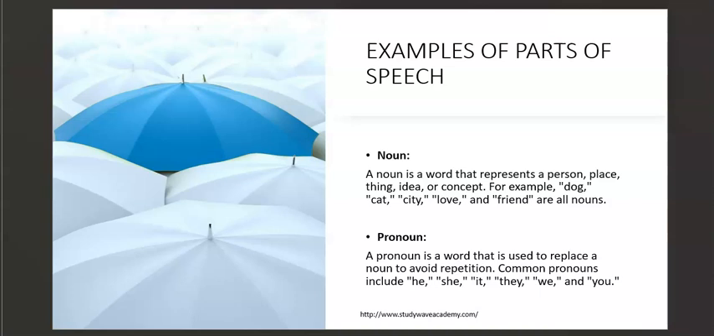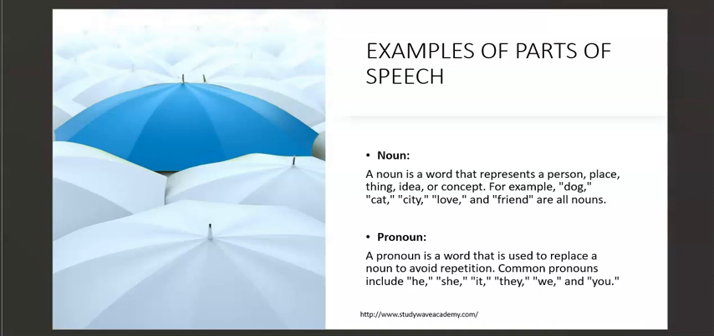Now you ask yourself, what does it name? It names a person, it names an idea, it names a place, it names a thing. So we have examples of nouns like dog, cat, city, love, friend, mother, books, tables. Everything that has a name is called a noun. So a noun is a naming word, and we know what nouns are. So that is the first example here.